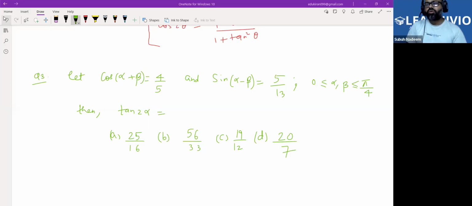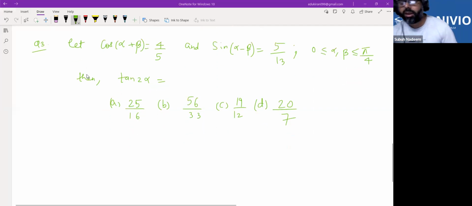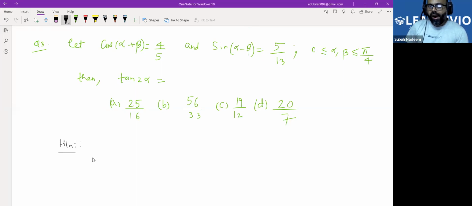Yes, any idea how to proceed? So I will give you the hint. First, tell me how you are thinking about it. The formula of cos alpha plus beta and sin alpha minus beta, here that formula won't be helpful.